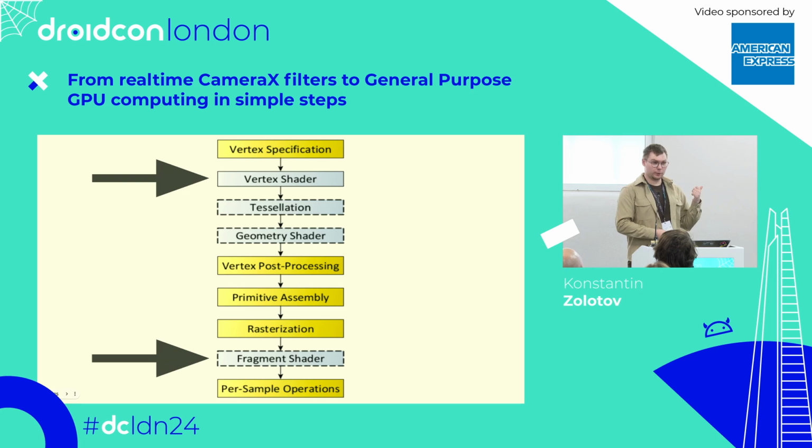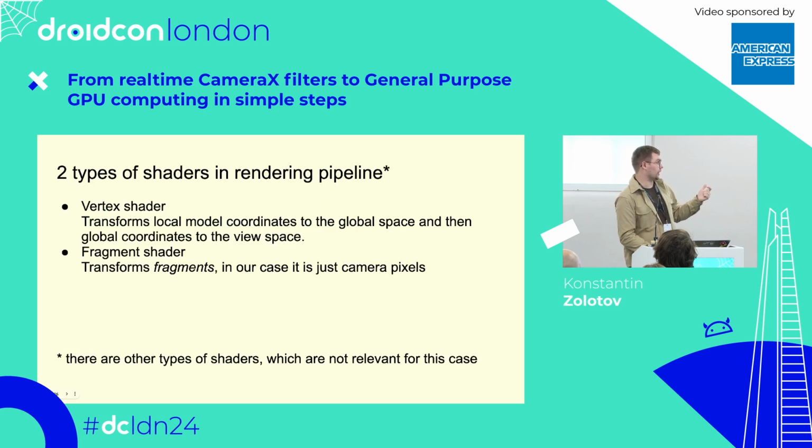So this is the OpenGL rendering pipeline, and here are two points. There are two steps where you can write your own shaders: vertex shaders and fragment shaders. The vertex shader is a shader for transforming the objects. Its key purpose is to transform the local model coordinates to the screen space coordinates. So basically, the object is correctly placed on the screen.